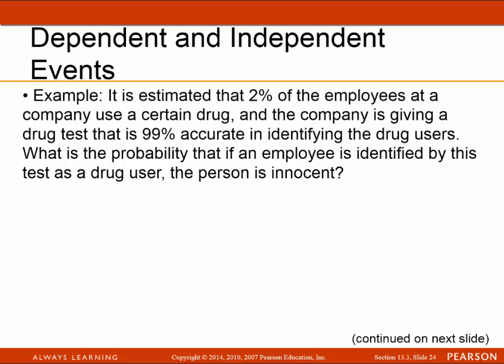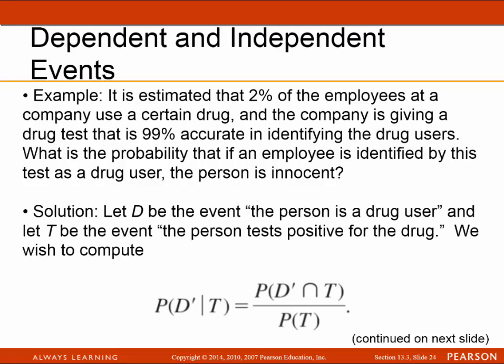Now, here's another example. It is estimated that 2% of the employees at a company use a certain drug, and the company gives a drug test that is 99% accurate in identifying the drug users. What is the probability that if an employee is identified by this test as a drug user, the person is innocent? So here we're going to let D be the event that the person is a drug user, and let T be the event that the person tests positive for the drug.